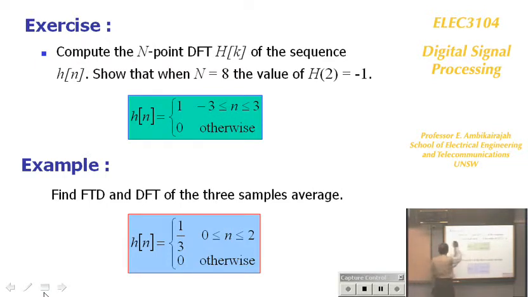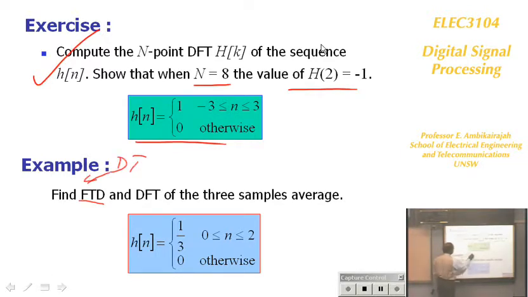So here are the examples. You have to compute an N-point DFT for this particular sequence, and show that when N equals 8, the value H2 is 1. So let's try this one. Find the Fourier transform of a discrete signal, which is the discrete-time Fourier transform, and the DFT of the 3-sample average. There are only 3 samples here, so we look at that.